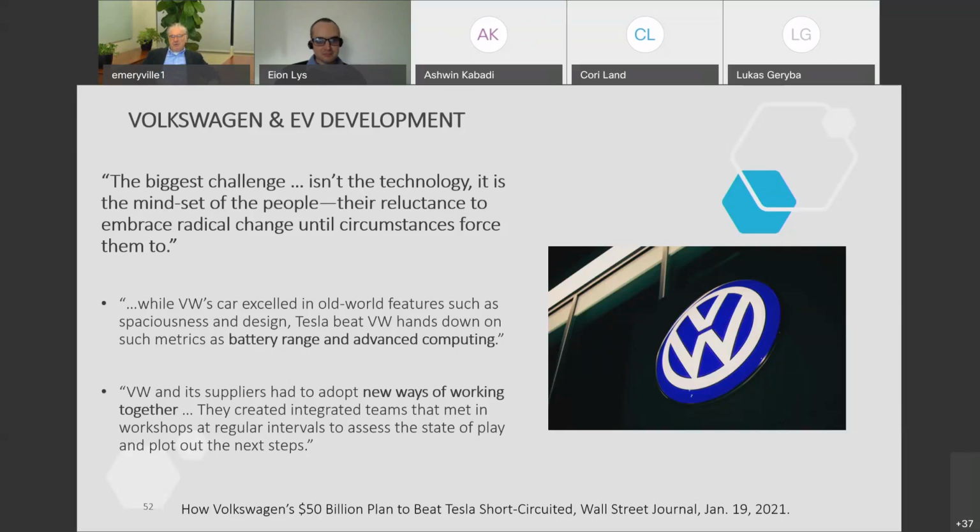So the first bullet there: while VW's cars excelled in old world features such as spaciousness and design, along comes Tesla, beats VW hands down on such metrics as battery range and advanced computing. In fact, the difference is Tesla is a car built around a computer, and Volkswagen is a car into which they're trying to insert computing. Who's going to win?